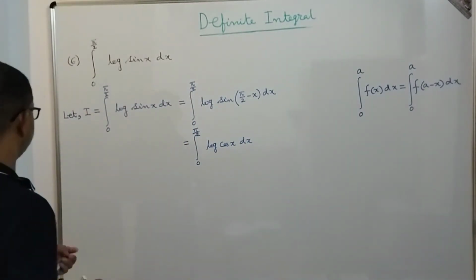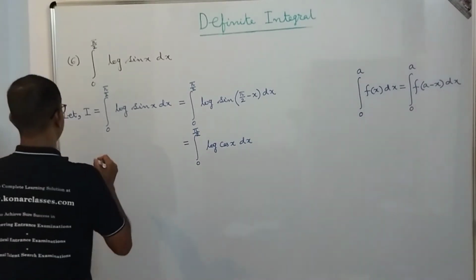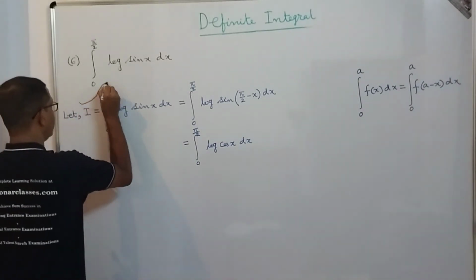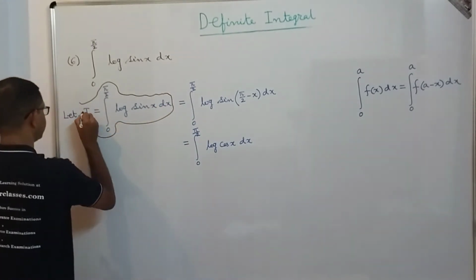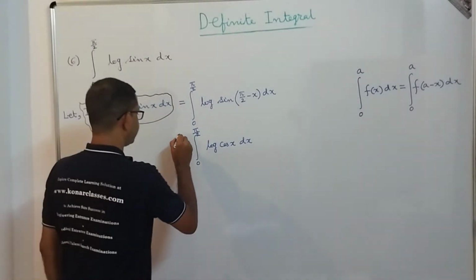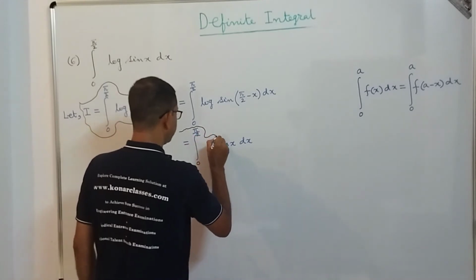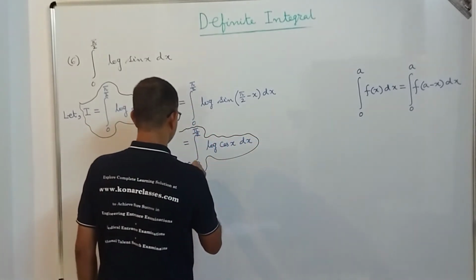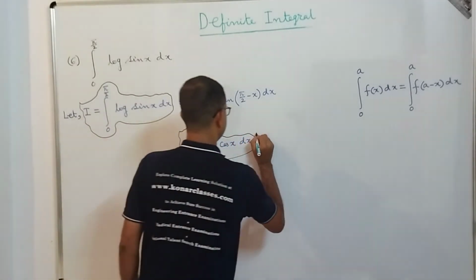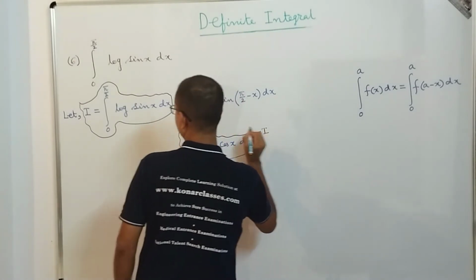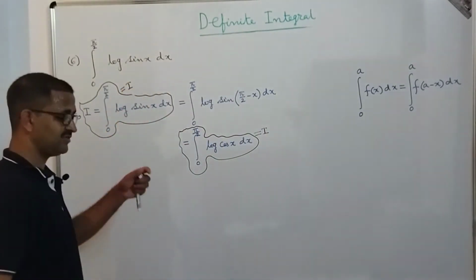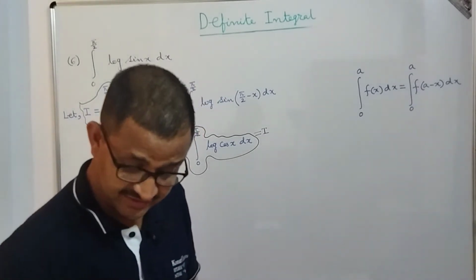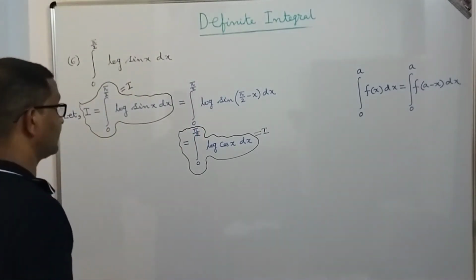Interesting point, dear students. We considered I equal to the integral from 0 to pi by 2 of log sin x dx, and we get that the same I is equal to the integral from 0 to pi by 2 of log cos x dx. So this is also equal to I. Now we are going to add these two. As I was telling, these are the techniques we need to work on.